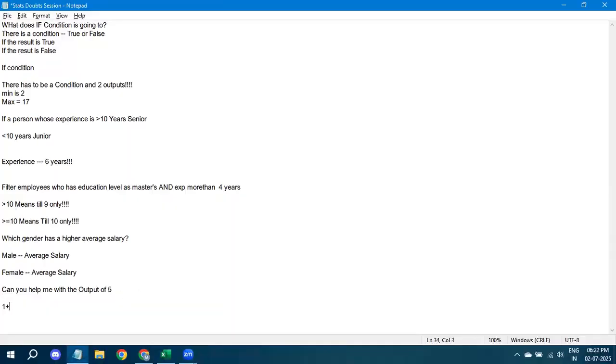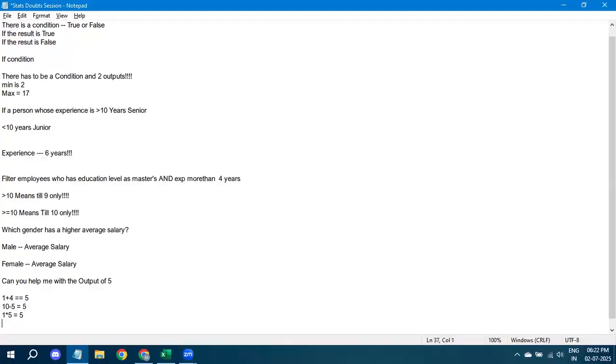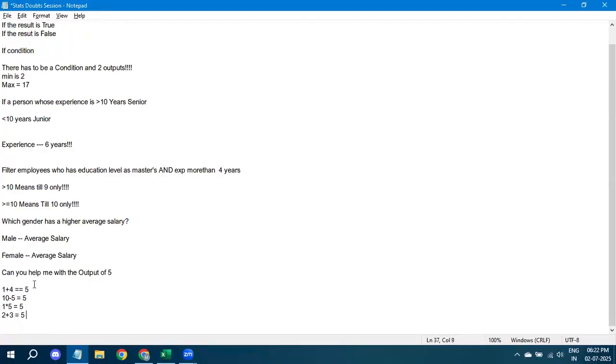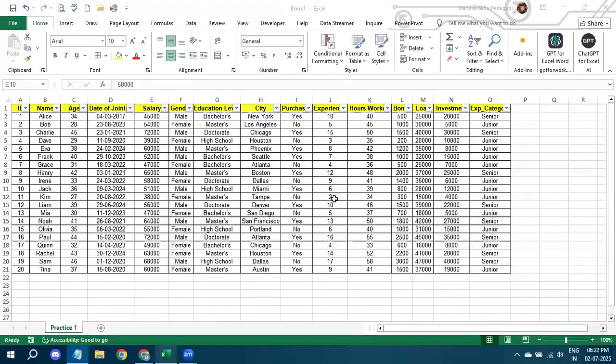It can be 1 plus 4, is that the only thumb rule to get an output of 5? No, no. 10 minus 5? Yeah. 1 into 5? 2 plus 3? There are n number of possible ways, but the result is the same. Yes or no? Based on the business problem and the situation, we need to act accordingly.